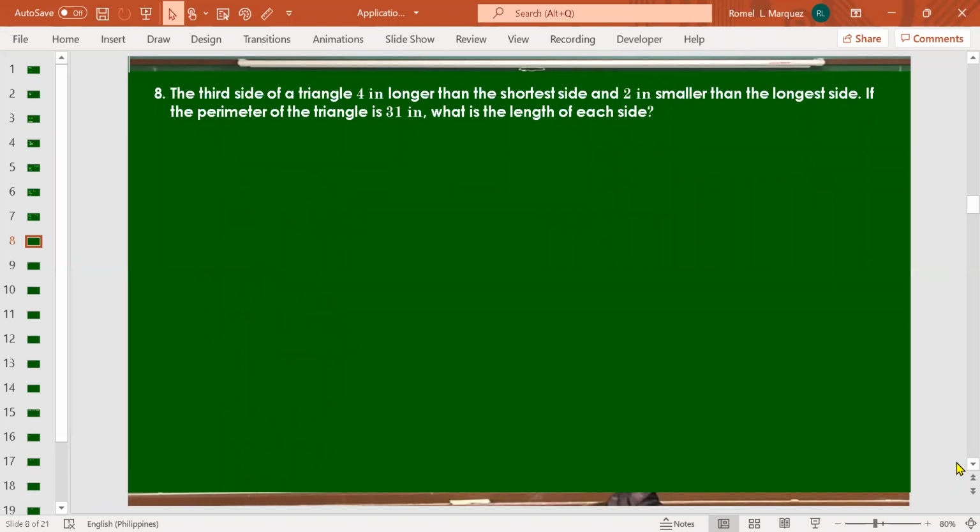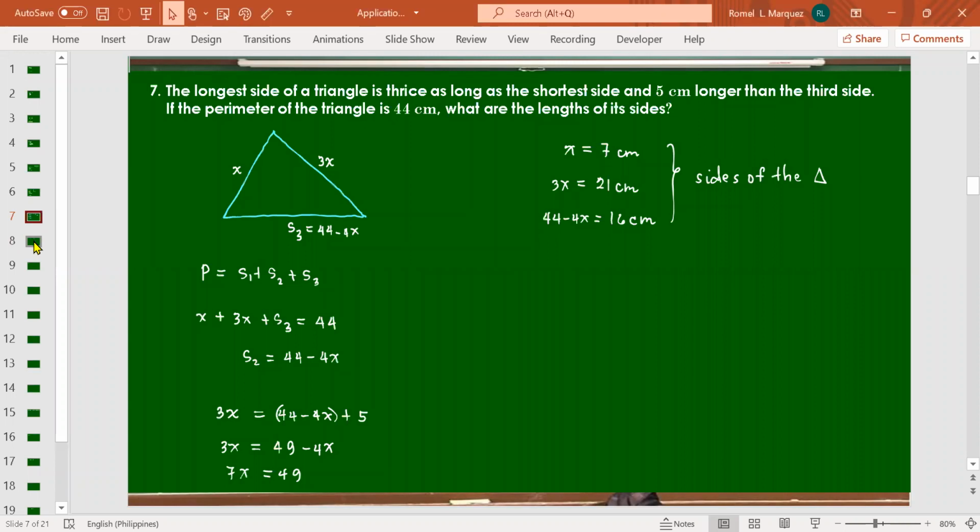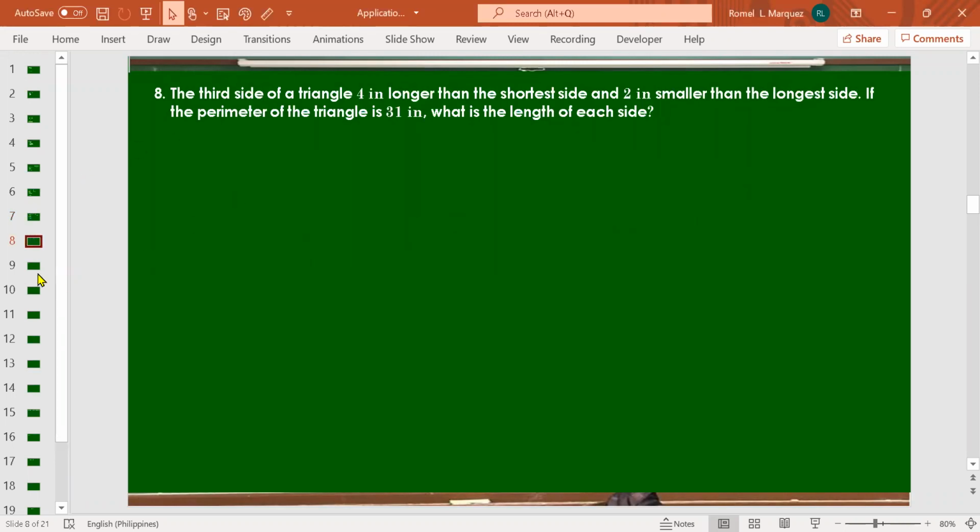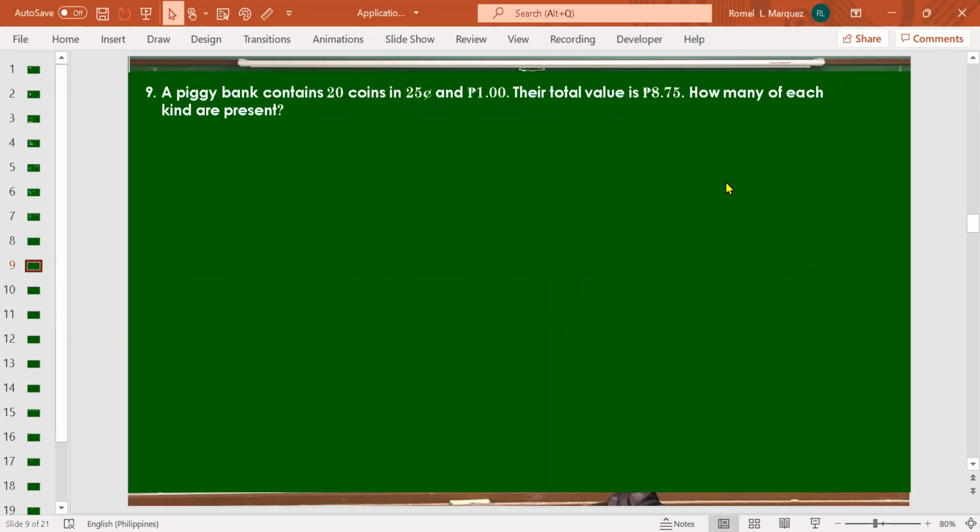What about number 8? The third side of a triangle is 4 inches longer than the shortest side and 2 inches smaller than the longest side. What is the length of each side? I'll be giving you this as your exercise. Practice this number 8. It's almost the same as the previous one. Oh, let's now have this one.